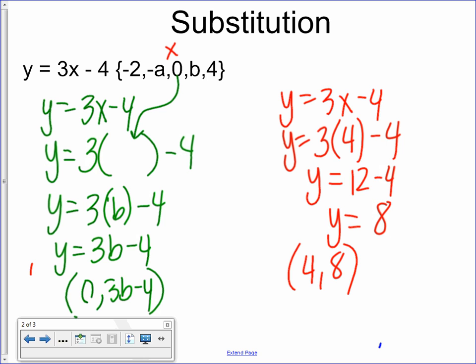Okay? So that is just an example, a reminder of substitution. We're going to take this one step further with a system of equations, 2 equations, tomorrow, and see how this works.